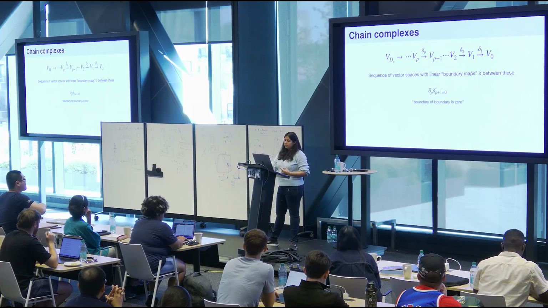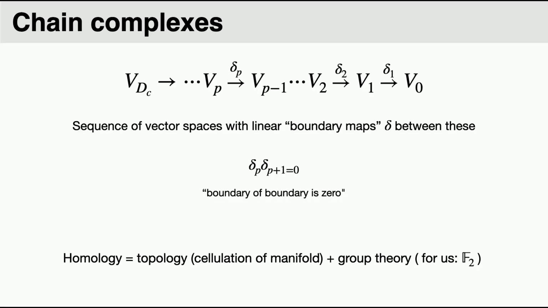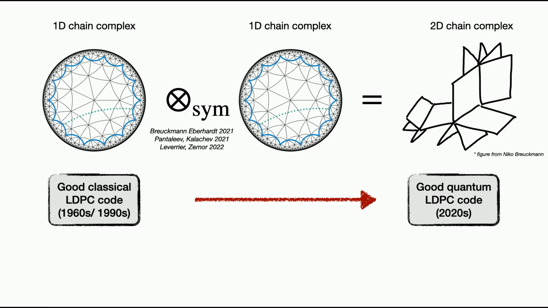Okay? So the boundary of a boundary is 0. Homology theory is the composition of topology, which is some cellulation, and group theory, which for us is this F2 space. And the big insight in constructing these good codes is that you need to build up, even though you are in infinite dimensions, you can actually be morally only a one-dimensional chain complex.